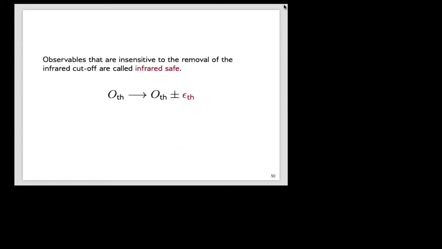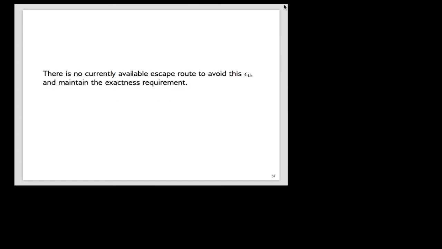So observables that are insensitive to the removal of the cutoff are called infrared safe. I should note that not all observables have this property of having this stable amount of finite theoretical error in the infrared case, as they did in the UV case. So we need to restrict the class of observables to these infrared safe observables. But when we do that, we're also able to take the theoretical content and let it be defined up to this finite amount of theoretical error. Okay.